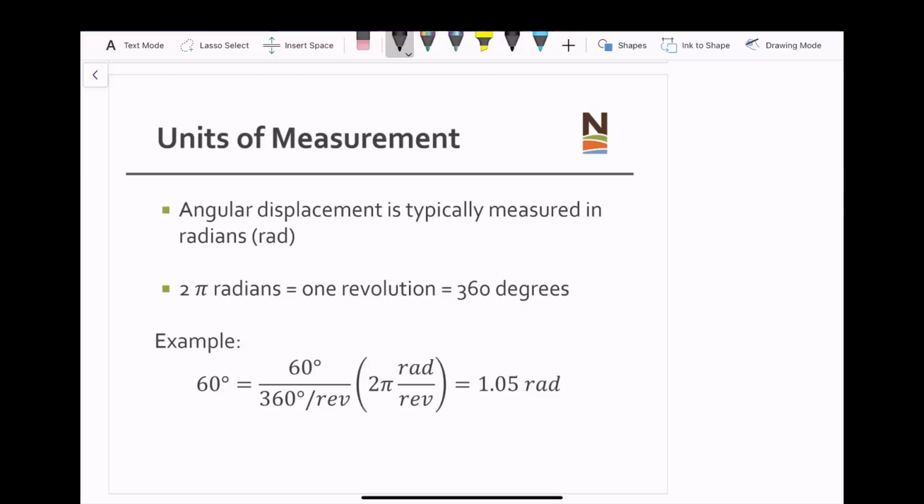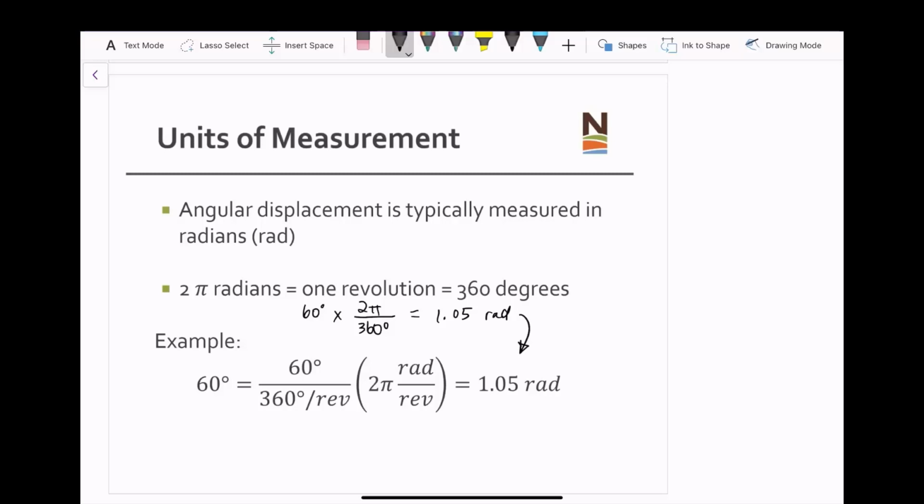As an example, if we had 60 degrees, as we see below, and we wanted to convert that to radians, or rads, we would take 60 degrees and multiply it by this conversion. So if we have degrees on top, we need degrees on bottom. So that's 360 degrees. For every 360 degrees, we have 2 pi radians. So if we take 60 times 2 pi divided by 360, we get 1.05 rads. Okay, and that's what is shown below here.